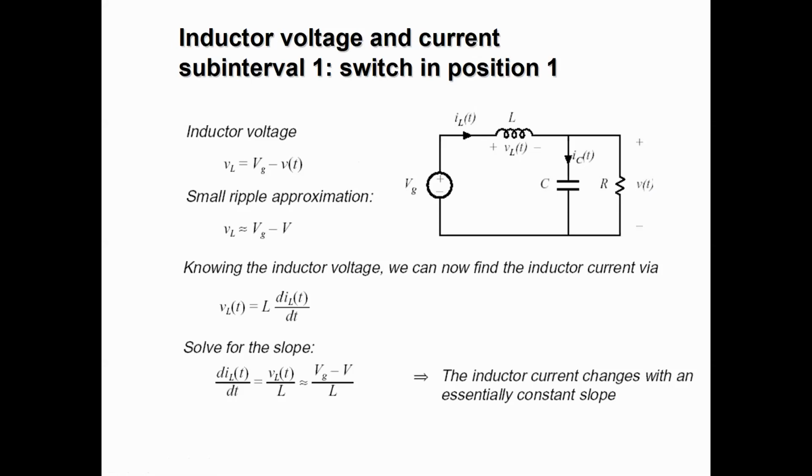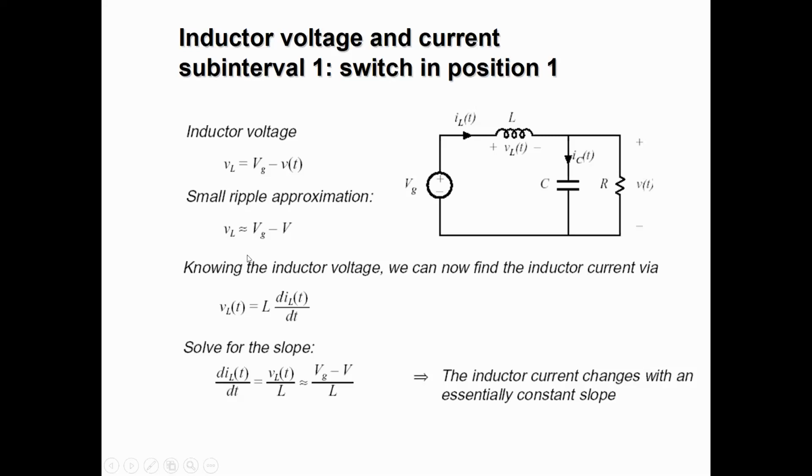So the small ripple approximation states that we ignore the ripples in the output. So we can apply these conditions to this circuit. Now, what is the inductor voltage equal to? The inductor voltage is VL equal to L dIL/dt, where IL is the inductor current. So we can say that VL is equal to L dIL/dt.